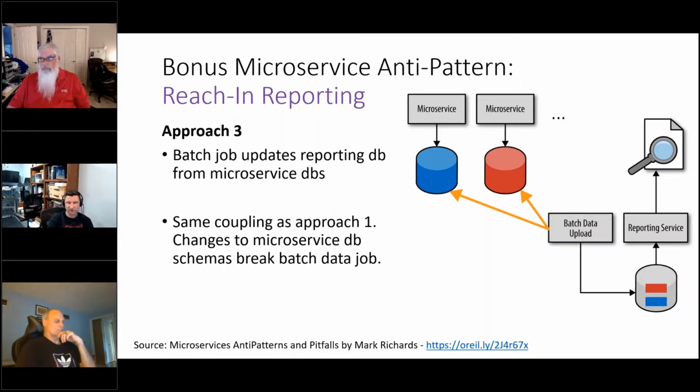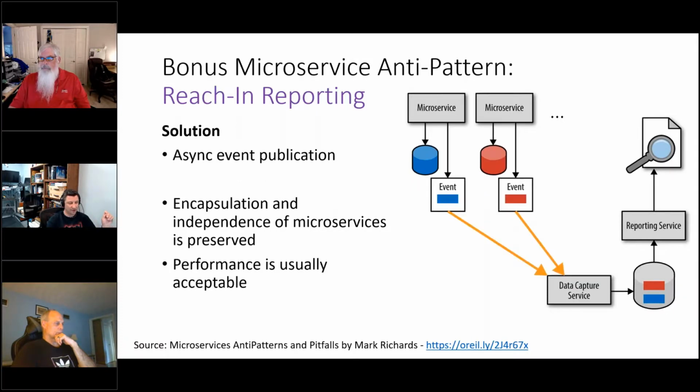And we have some batch thing that's going to go grab stuff out of our transactional databases, store it in the reporting database, and the reporting service just talks to that. This is okay, except it has the same coupling problems as the first approach, right? We're still directly reaching into the databases. So we don't want that. So this third approach is probably the best one that you want to think about.